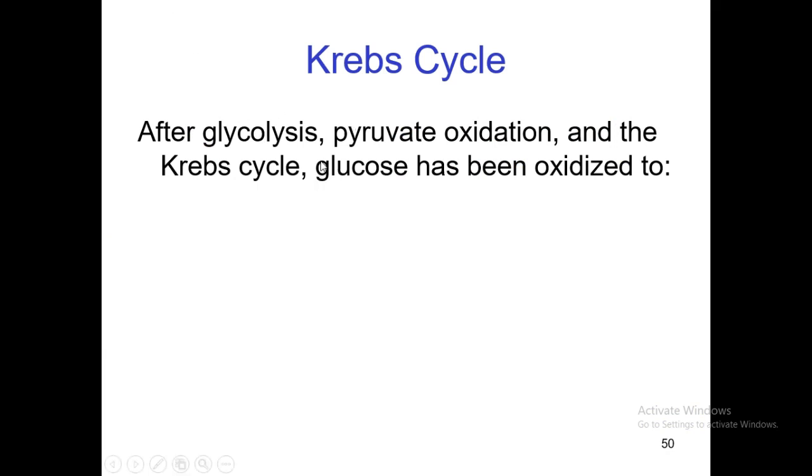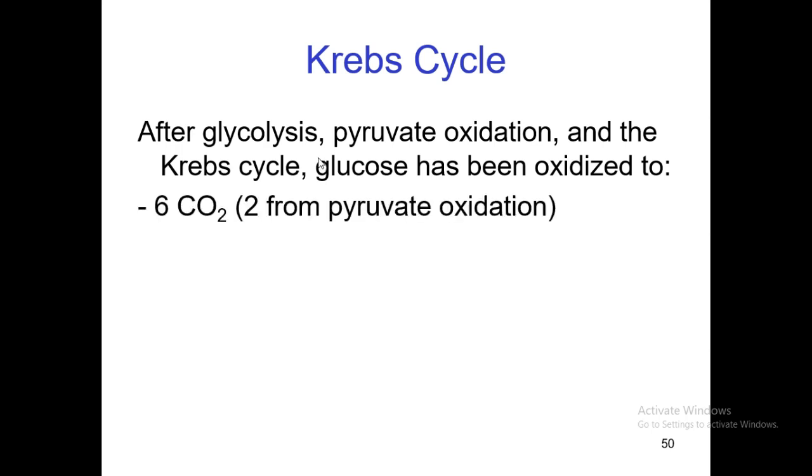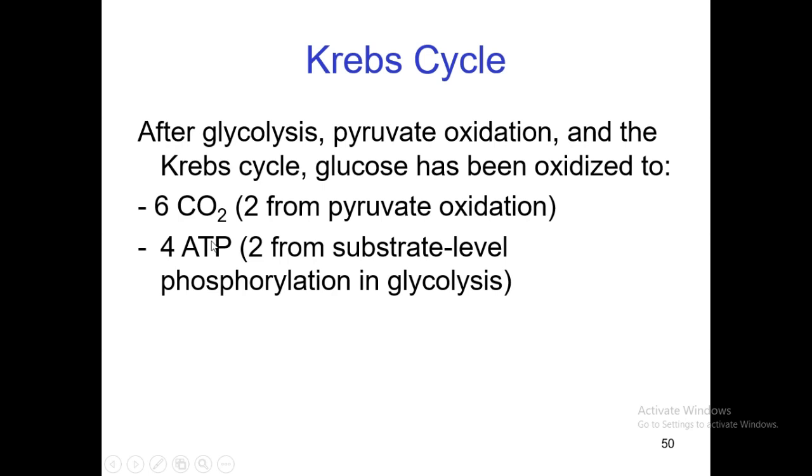So, let's do an accounting of what we have done so far. The Krebs cycle is done, so let's account for what we have made. 6 carbon dioxide, because one glucose molecule has been completely combusted. 2 of which come from pyruvate oxidation, from stage 2. So the other 4 are produced in the Krebs cycle.